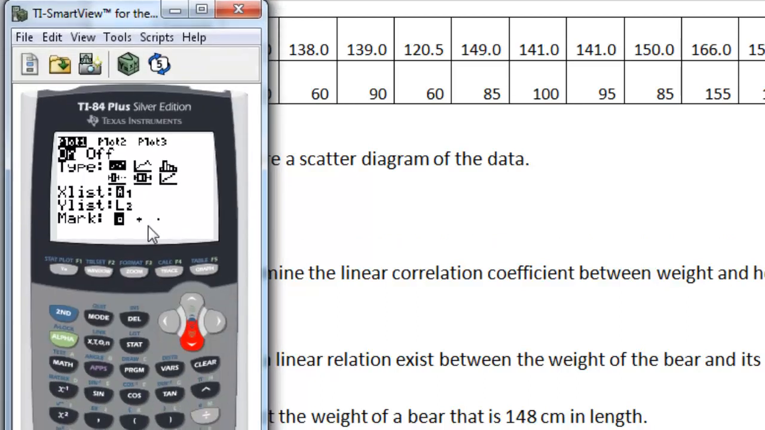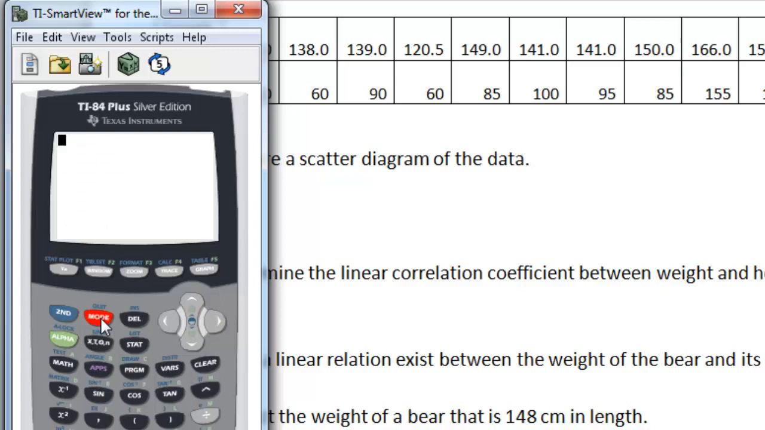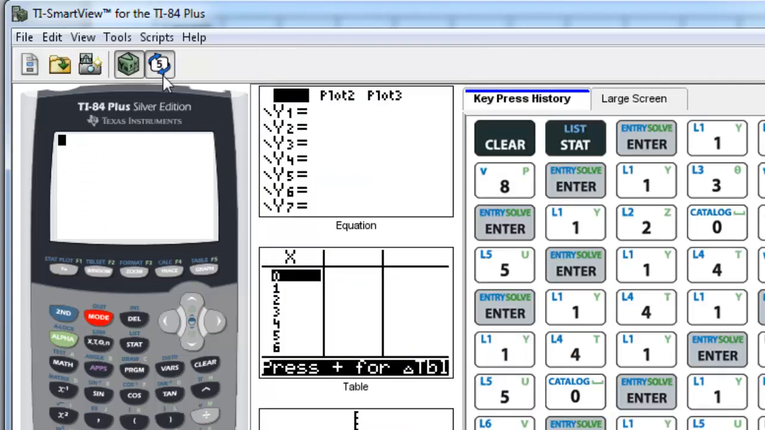Then I can choose what type of mark I want to use on my scatter plot. And this part doesn't matter really. It's just a matter of preference. So highlight one of the marks. I'll do the plus sign to use in our scatter plot. Okay, so now let's hit second quit to get out of there.